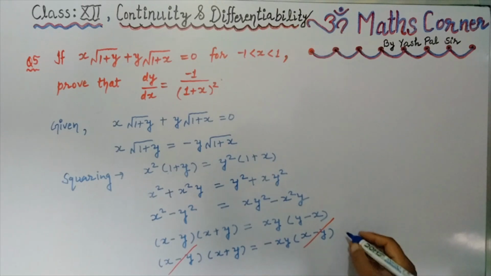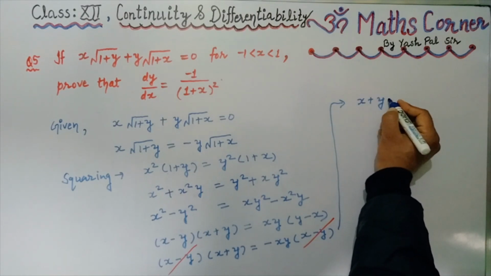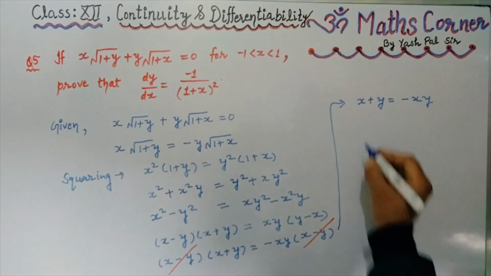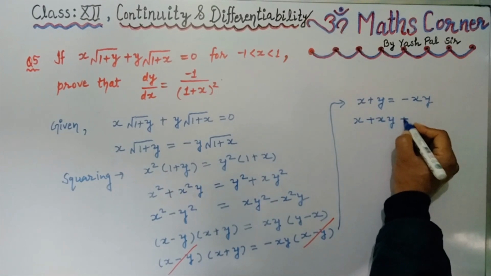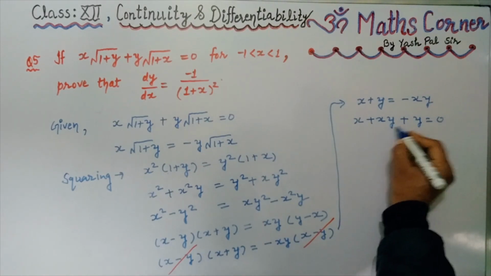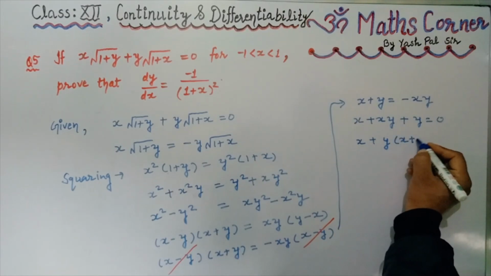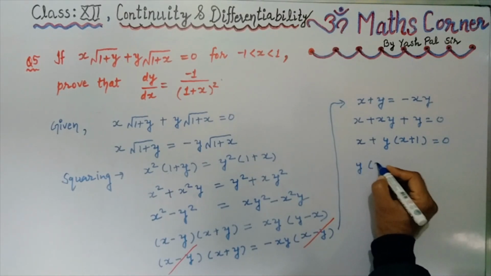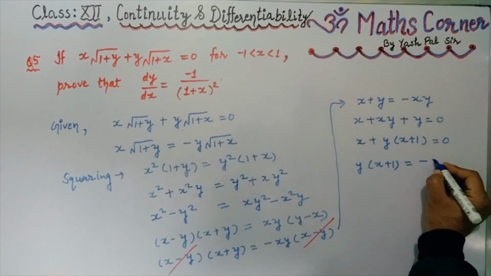So what we are left with now: the left hand side is x plus y and the right hand side is minus xy. Now again we solve this, it becomes x plus xy plus y is equal to 0. Now take y common from the first, second and third term. We have y into x plus 1 is equal to 0. This term is written here, x will go to the right hand side, becomes minus x.